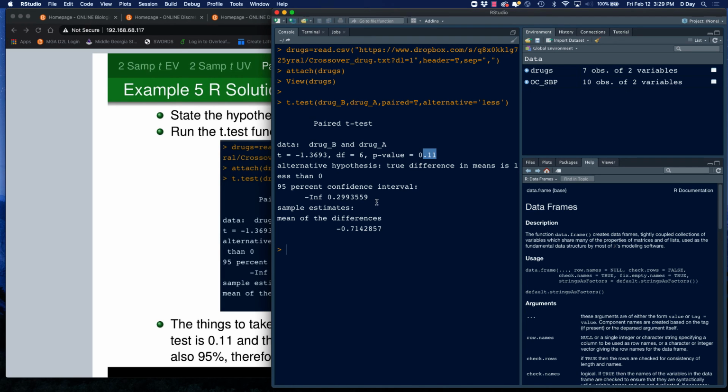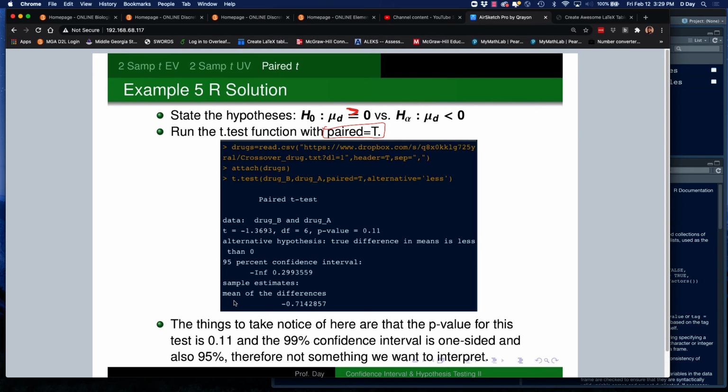And we were given a 95% one-sided confidence interval, so we're not going to read that. All we care about from this particular thing is that the p-value is 0.11, and we're not going to reject the null hypothesis. We don't have enough proof to say that the mean pain level is less for drug B than for drug A.